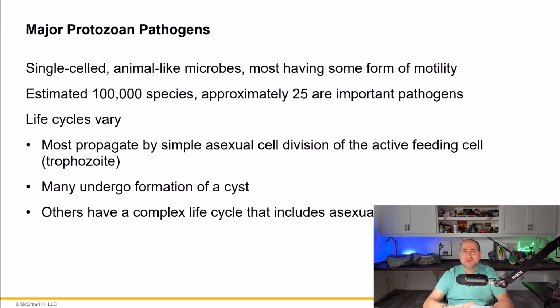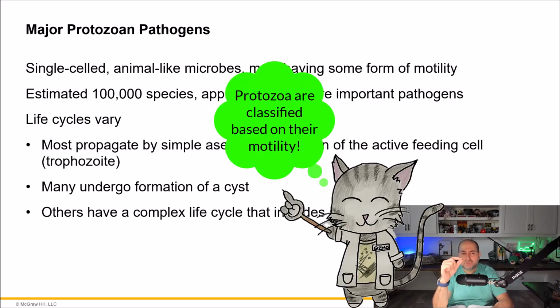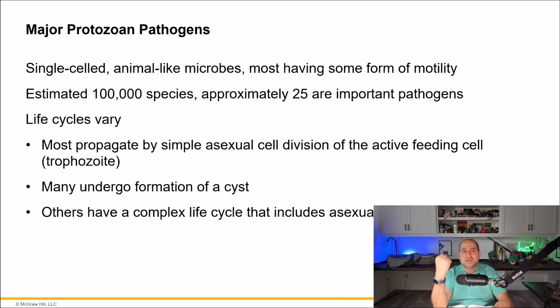Do you guys remember there are amotile protozoans, flagellated protozoans, ciliated, and amoeboid with pseudopods, right? Those are the four classes based on their motility. You should make a note that protozoa are classified based on their motility. Are you a flagellate? Are you a ciliate? Are you amotile? Do you move around with pseudopods? Well, that's your motility class.